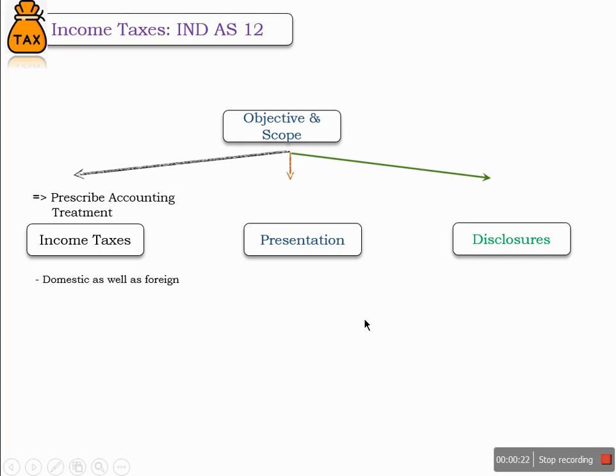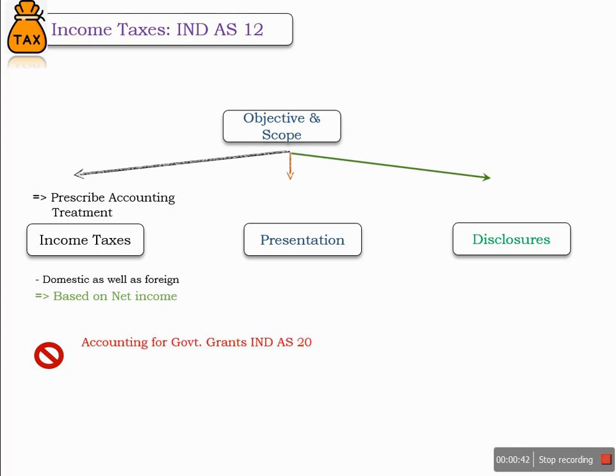It applies to all income taxes, whether domestic or foreign taxes. Ind AS 12 applies to taxes based on net income. Therefore, taxes that are not based on net income are out of the purview of Ind AS 12, for example, wealth tax.